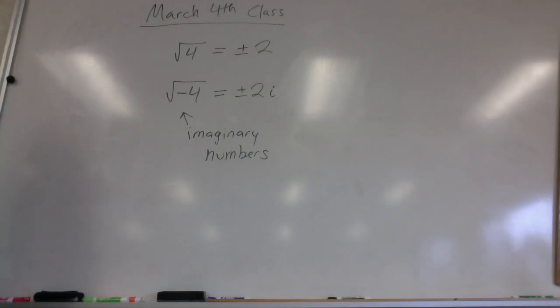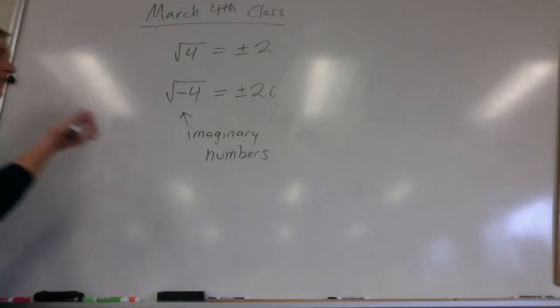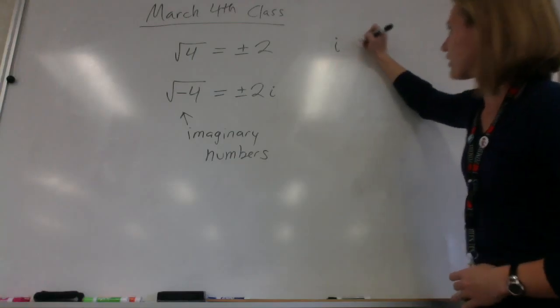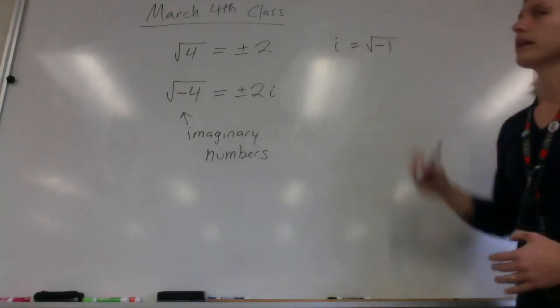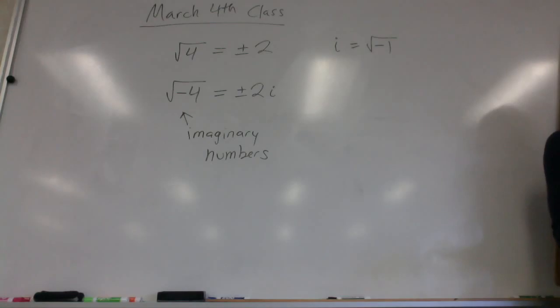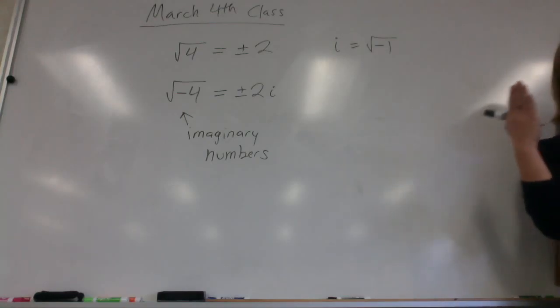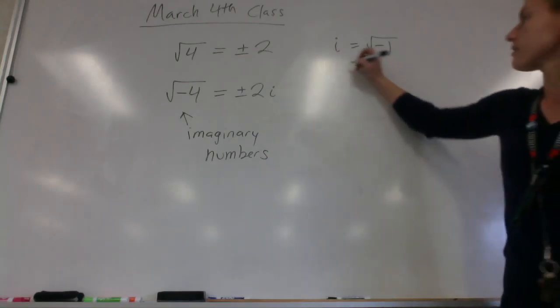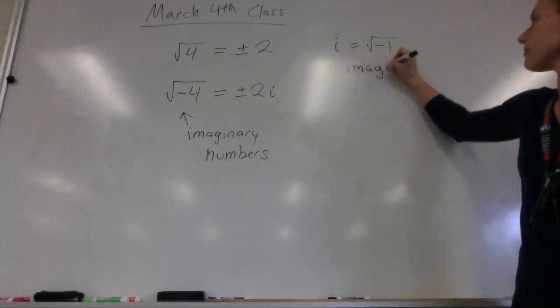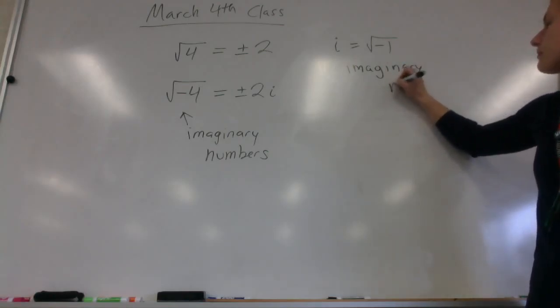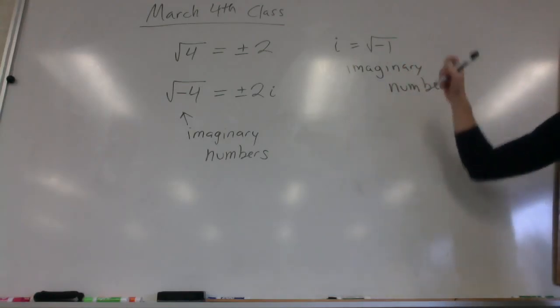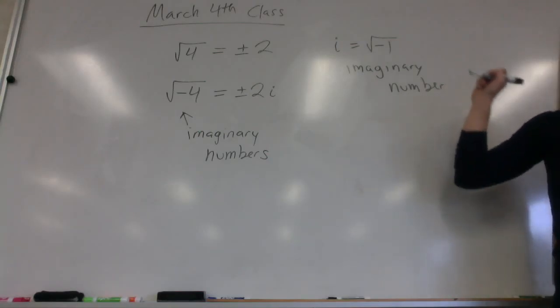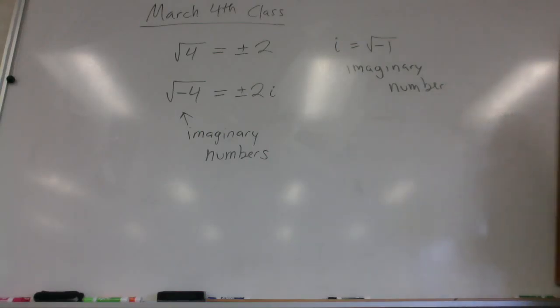Is imaginary number the actual proper term for it? Yeah. That's why the symbol for it is an i. The definition of that i, what an imaginary number is, is the square root of negative 1. Because it can't exist. There is nothing that you can square to get a negative 1. So this is the definition of an imaginary number, or an i. You don't have to write it like that. I just do so I don't confuse it with my other numbers.